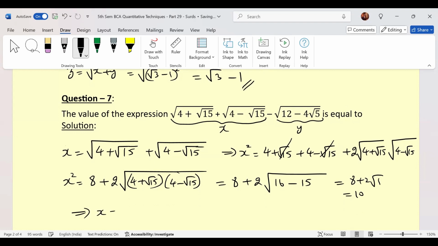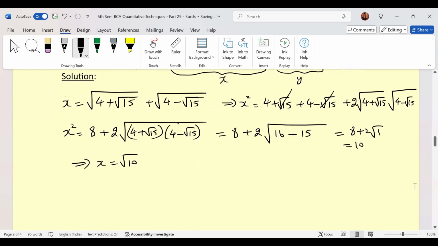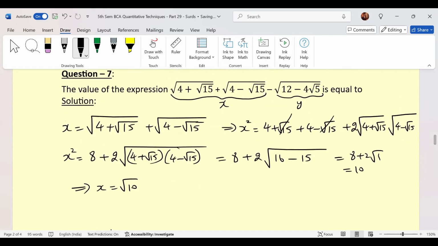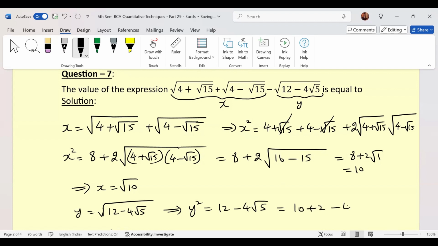So x square is 10, which means our x is root 10. Now come to y. y is root of 12 minus 4 root 5, which means y square is 12 minus 4 root 5. Now we will split 12 as 10 plus 2 minus 4 root 5.